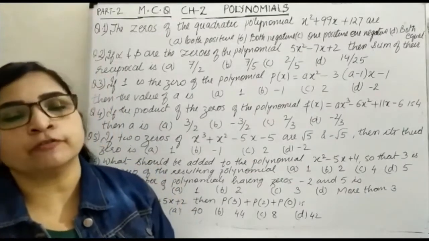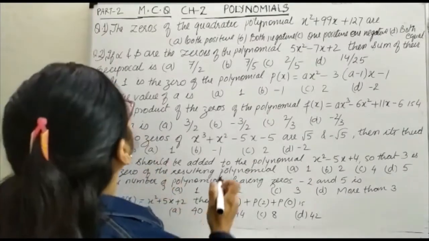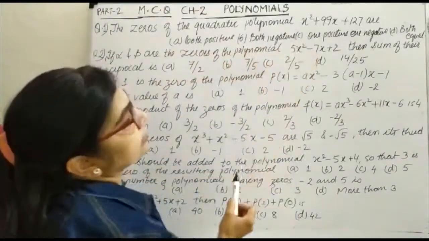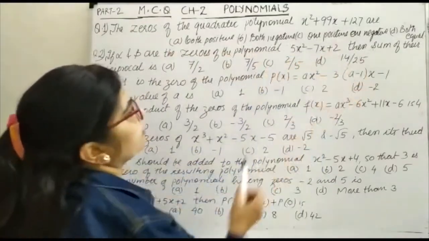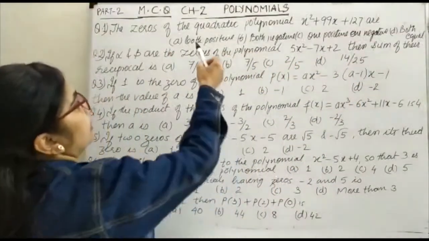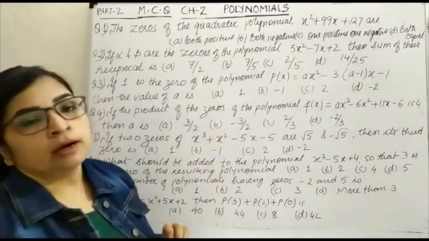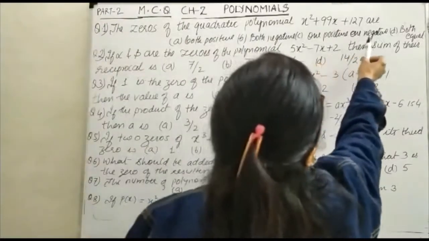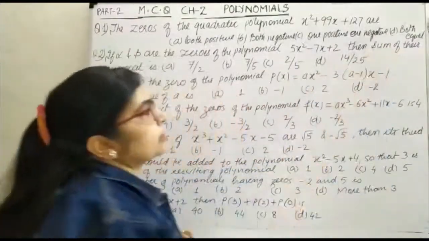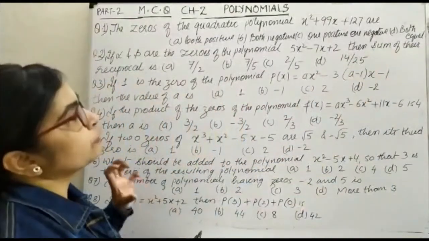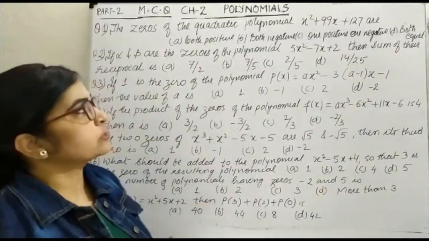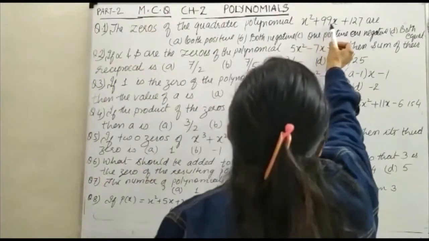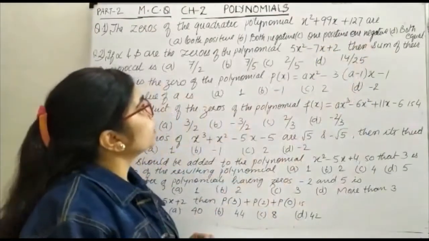Our first question for discussion is: the zeros of the quadratic polynomial x square plus 99x plus 127 are, our options are first, both positive; second, both negative; third, one positive, one negative; and the fourth is both equal. Let us find out the answer for this question. You can see here our quadratic polynomial is x square plus 99x plus 127.